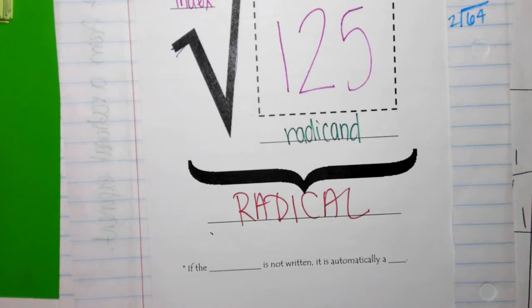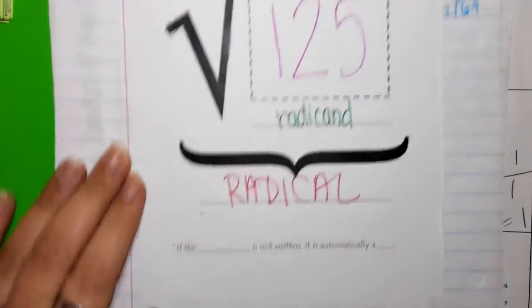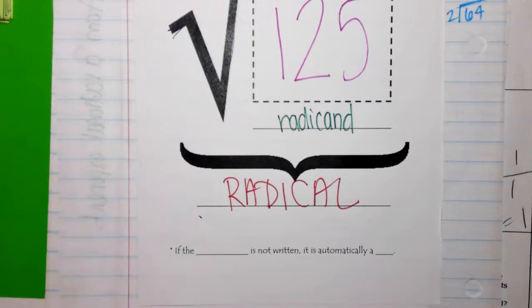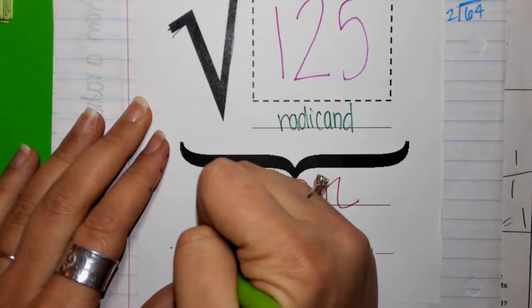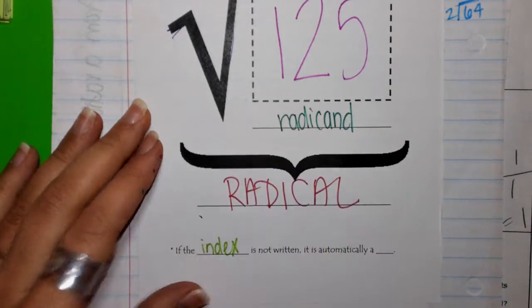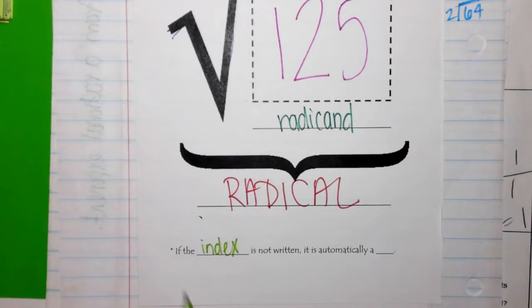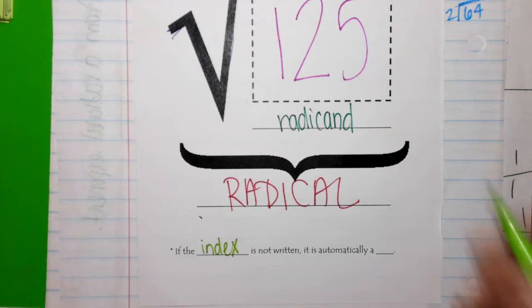Alright, do you see that there's a little star beside our index? And do you see at the bottom where it has a star and some letters? What do you think goes in that first blank? It's the index. Take a point if you said index. It says if the index is not written, it is automatically a 2. Take a point.